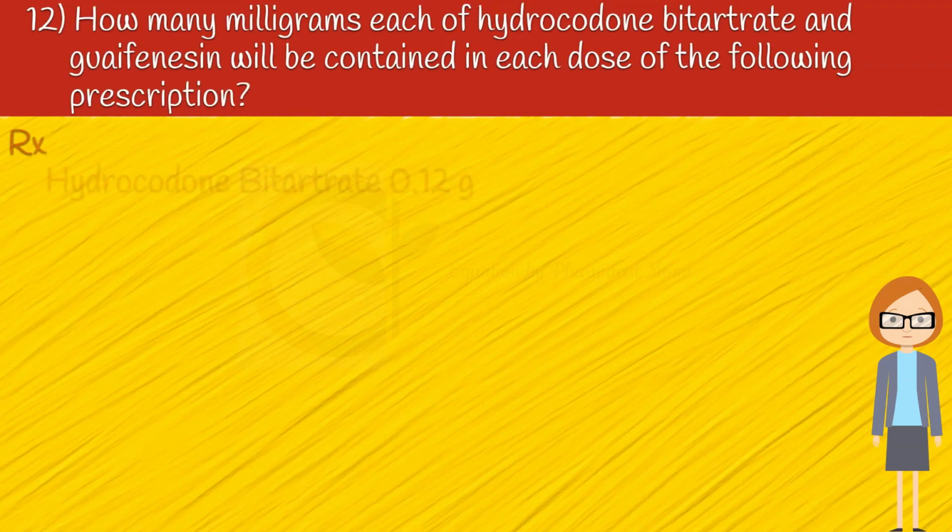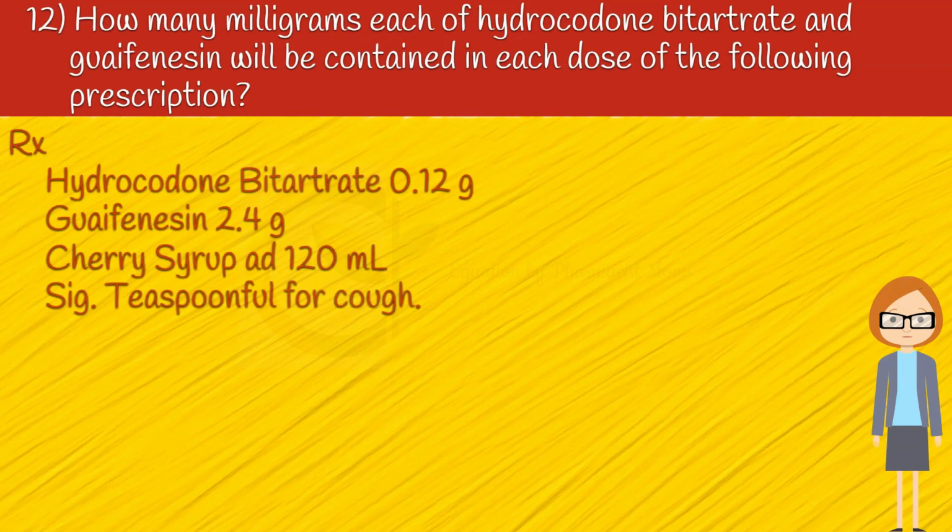Question 12. How many milligrams each of hydrocodone bitartrate and guaifenesin will be contained in each dose of the following prescription? Hydrocodone bitartrate 0.12 gram. Guaifenesin 2.4 gram. Cherry syrup add 120 milliliters. Sig. Teaspoonful for cough. To find out, we first need to determine the volume of each teaspoonful dose.